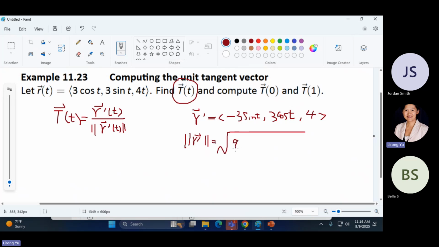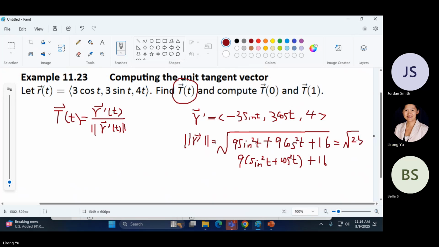So 3 squared is 9, so it's 9 sine squared t plus 9 cosine squared t, and then plus 4 squared, which is 16. Now 9 sine squared t plus 9 cosine squared t is actually 9 times sine squared t plus cosine squared t. We find the common factor between the two terms and realize we have sine squared plus cosine squared, which is equal to 1. So this is essentially 9 plus 16, which is 25, and the square root of that is 5.